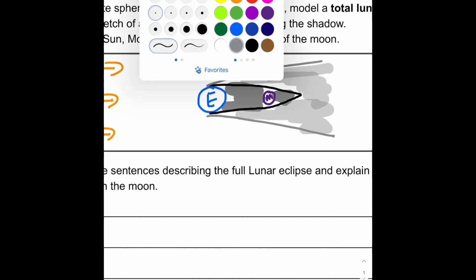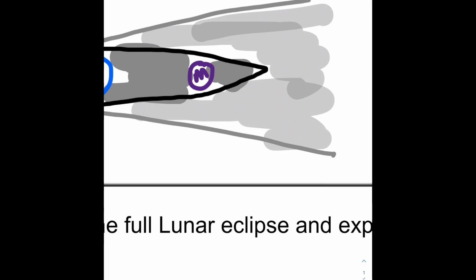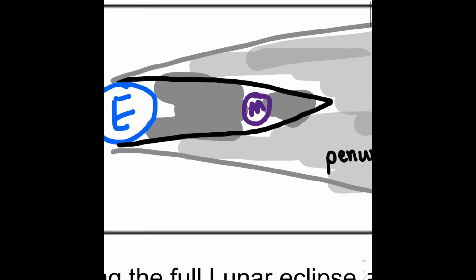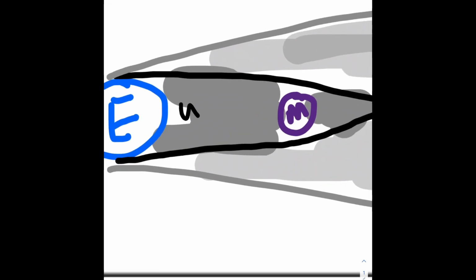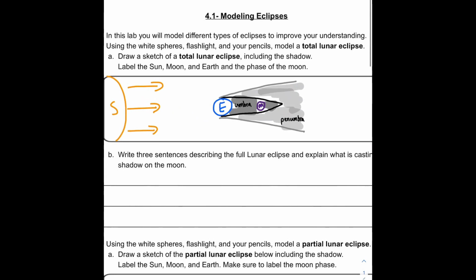And the last thing I want to do is I want to go ahead and I want to label the different shadow parts. Penumbra. And this darker shadow right here is the umbra. So this is what your diagram should look like for the total lunar eclipse. And if it's not exactly like mine, that's fine. You're probably a much better artist than I am.